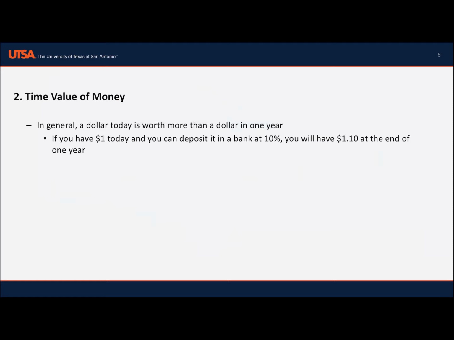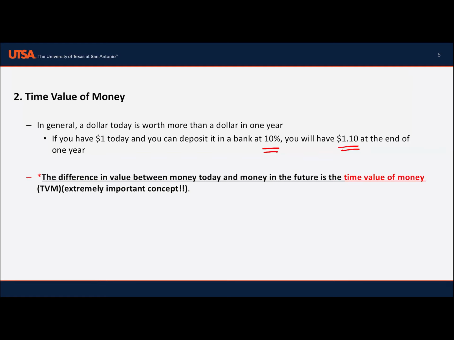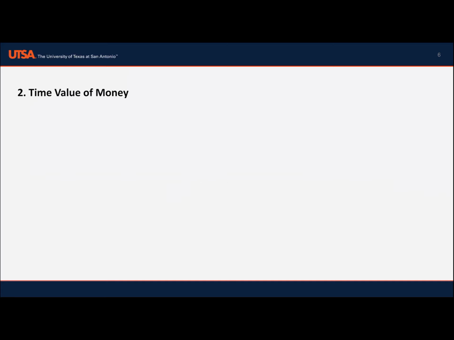If you have $1 today and you can deposit it in a bank at 10%, you will have $1.10 at the end of 1 year. The difference in value between money today and money in the future is the time value of money. And it's an extremely important concept in finance.